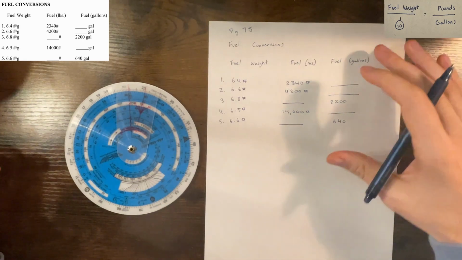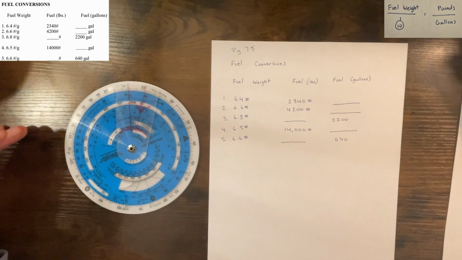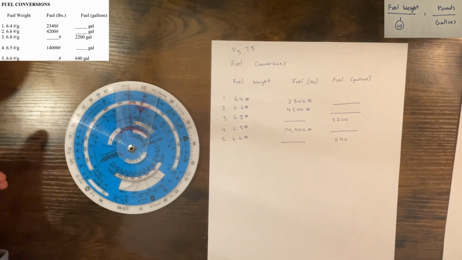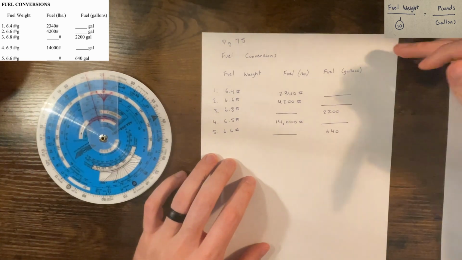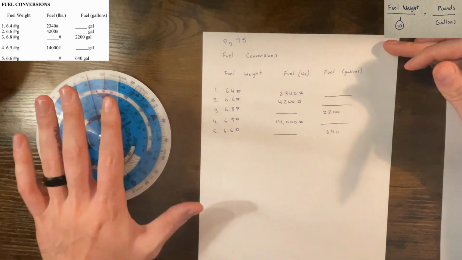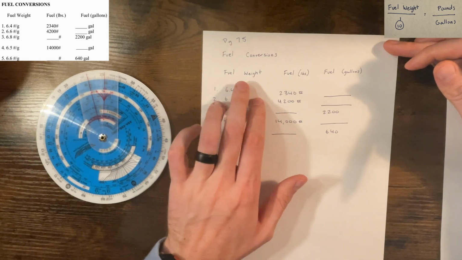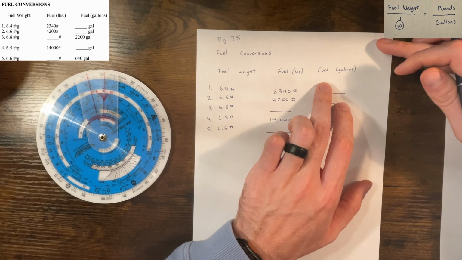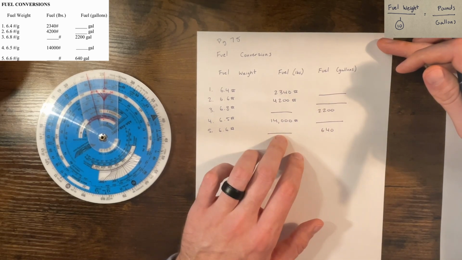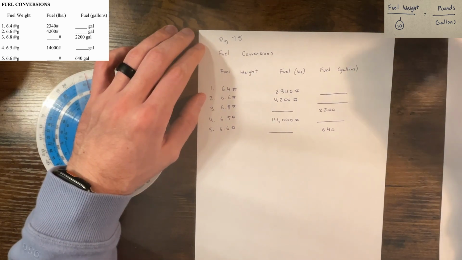All right, so on this topic, we're going to be discussing fuel conversions. Personally, I find that fuel conversions are the easiest problem that you're going to be experiencing on the test. The reason for that is you're using the E6B to simply do either a multiplication or a division problem. So you're essentially taking the fuel weight, multiplying it by fuel in gallons to figure out how many pounds of fuel you have.